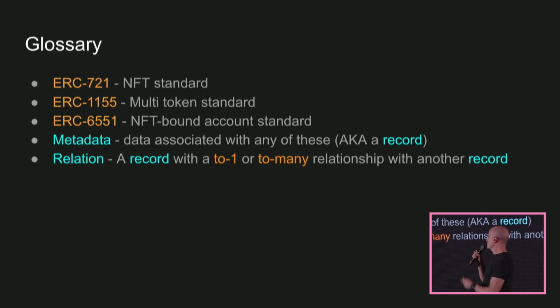The next term is metadata. We all know about NFT metadata. I'm going to call that a record from here on, but it's data associated with any one of these three things. And then a relation, we're going to define as a record with a to-one or a to-many relationship with another record.